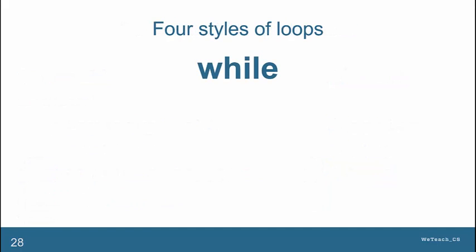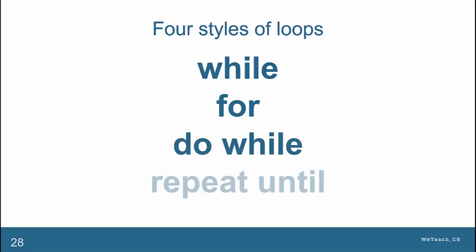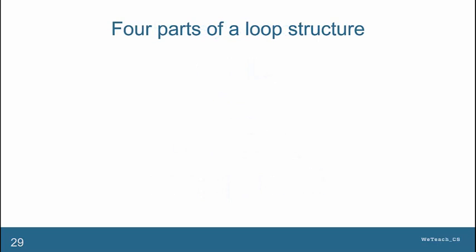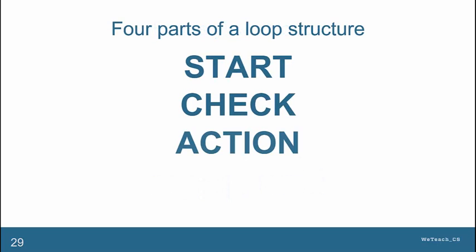So there you have the 4 basic styles of loops: the while, the for, the do while, and repeat until, with each consisting of 4 parts: the start, check, action, and step.